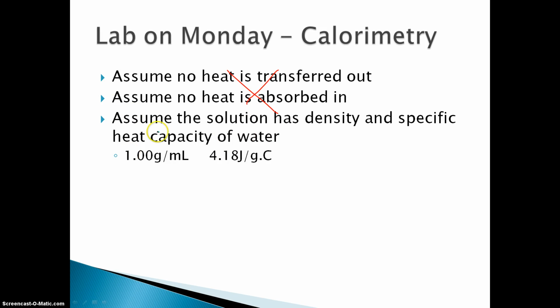The third assumption: assume that the solution has density and specific heat capacity of water. So very likely we'll be working with acid, so we're just going to assume that the acid is similar to water. So that's 1 gram per milliliter. So if, for example, you use 50 milliliters of acid, then we just say that's 50 grams of acid. And also the specific heat capacity, we're just going to assume that it's the same as water, 4.18 joules per gram per degree Celsius. Okay?